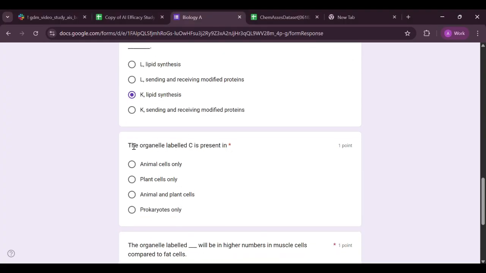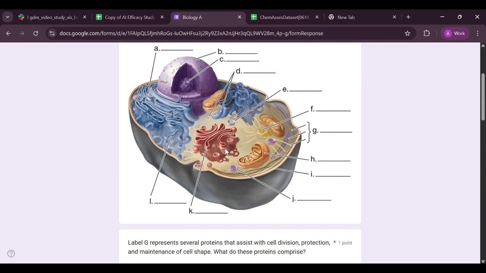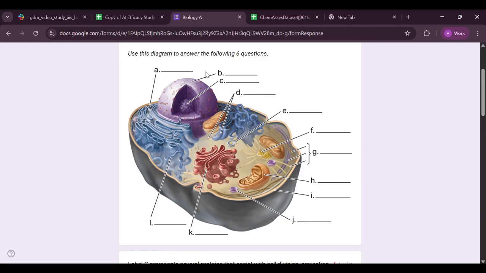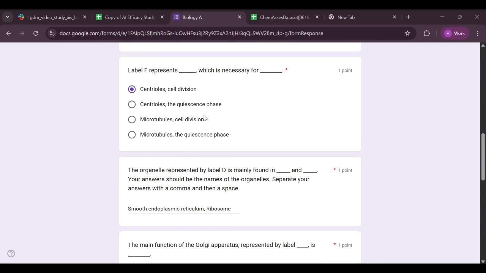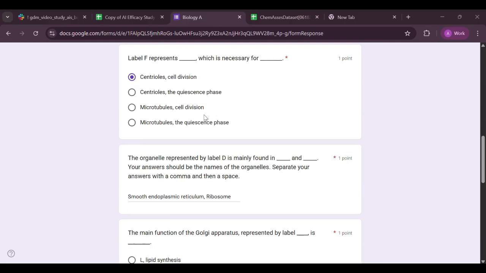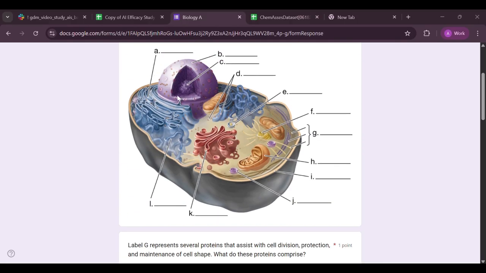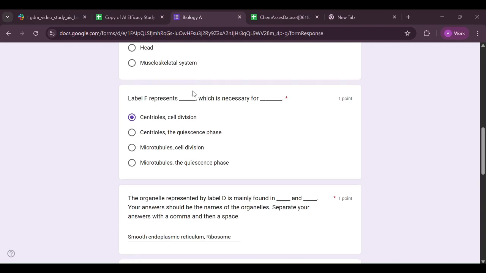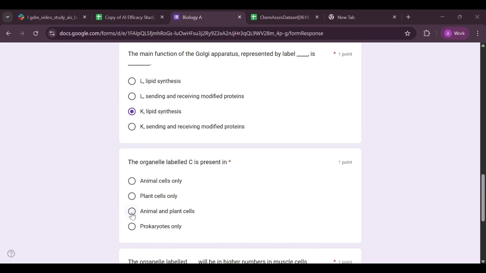The organelle label C is present in, what is C here? As we are well aware, it is the nucleus, and this will be the nucleolus. It is present in both plant cells and animal cells as well. So the correct answer is animal cell and plant cell.